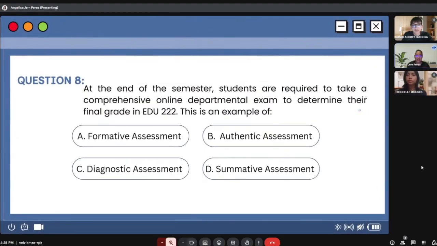At the end of the semester, students are required to take a comprehensive online departmental exam to determine their final grade in Edu 222. This is an example of A. Formative assessment, B. Authentic assessment, C. Diagnostic assessment, and D. Summative assessment.